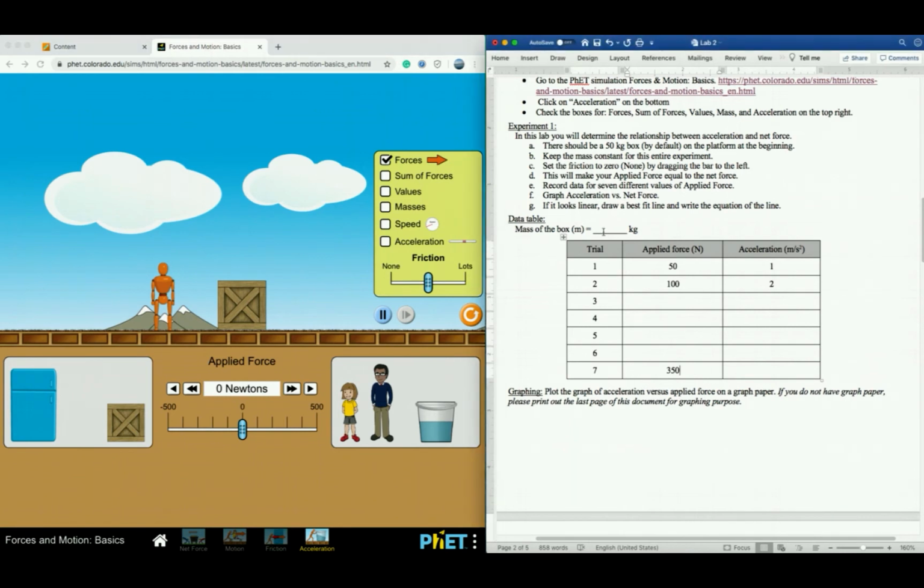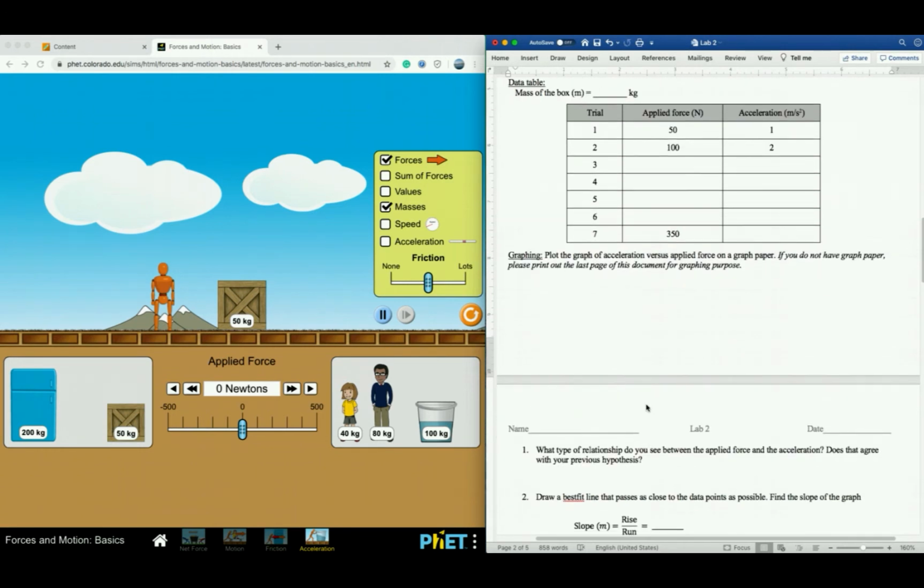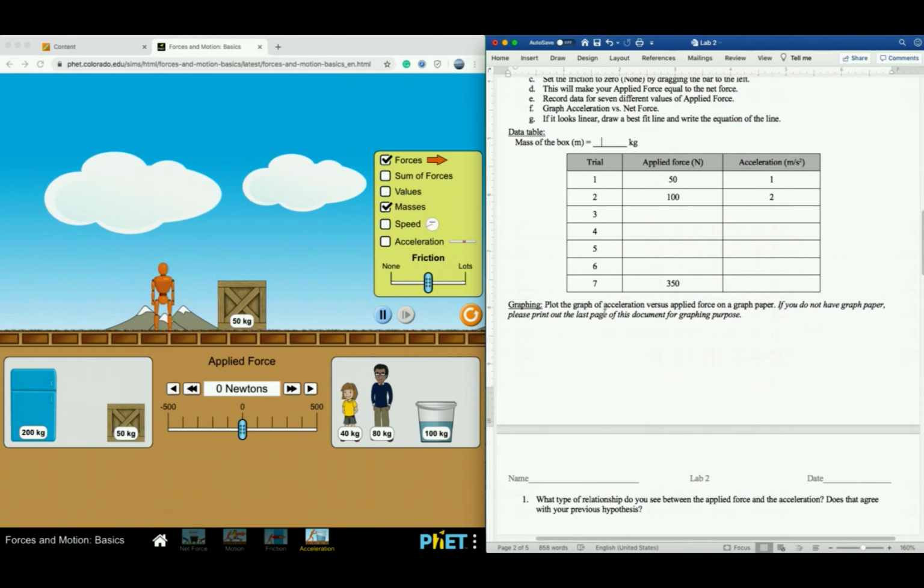And then you write here the mass of the box. So what's the mass of the box that you used? 50 kilogram. Again, you will be keeping this constant. Okay. Once you have all the data points, the next thing is you will be plotting the acceleration versus force graph.